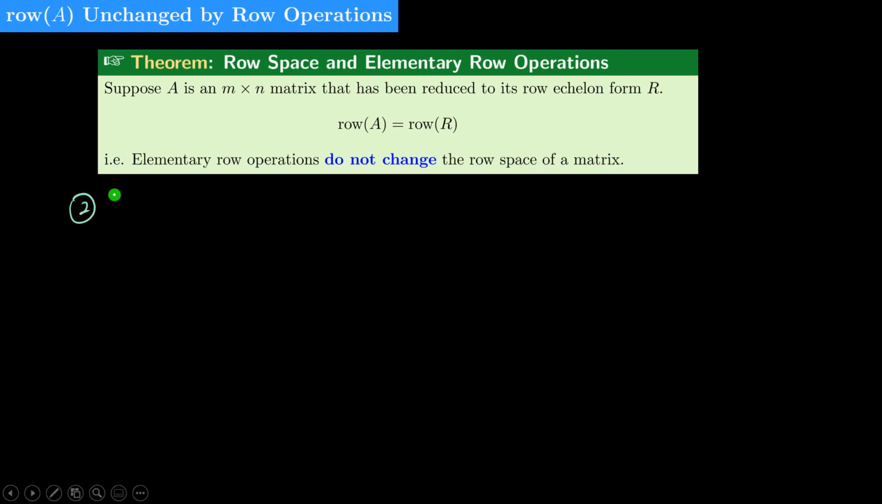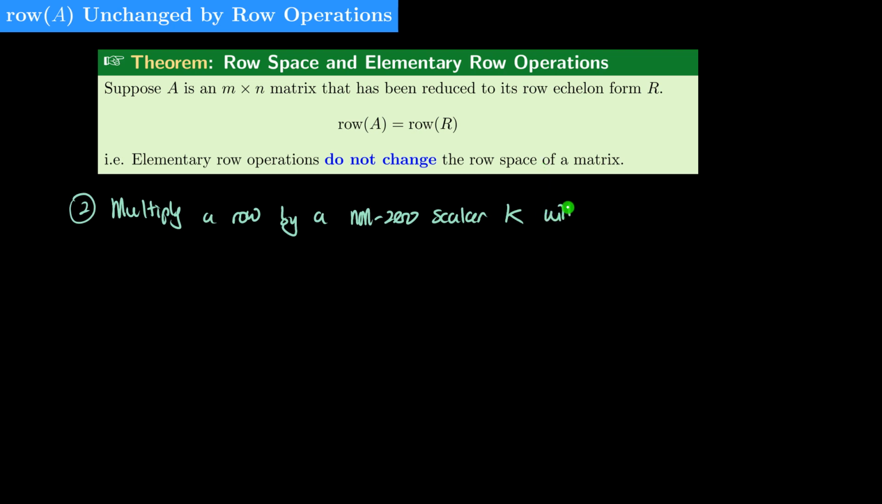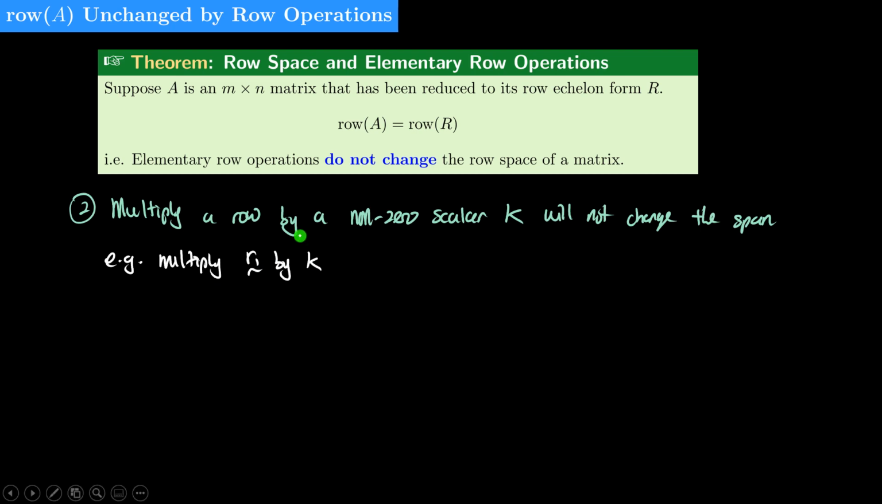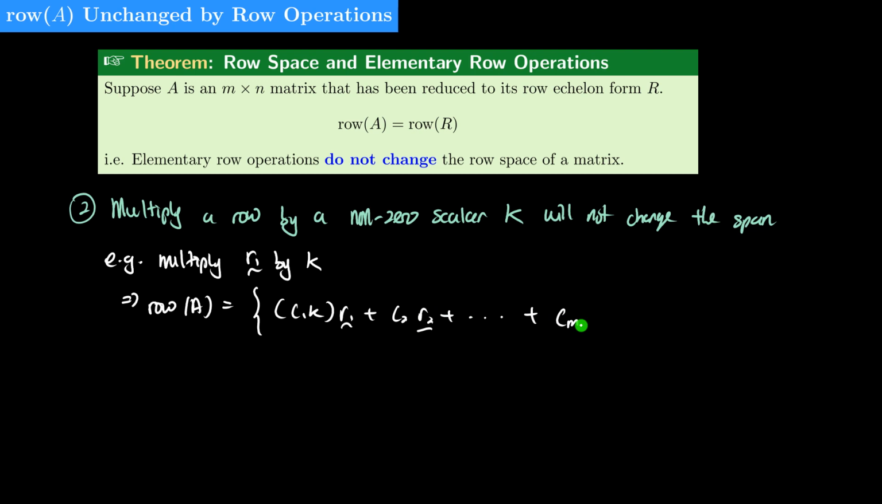Now let's talk about the second kind of elementary row operations. That is, if we were to multiply a certain row by a certain non-zero scalar, k, that will not change the span either. So for example, multiply row 1 by the scalar k. So in this case, the row space of A becomes C1k row 1 plus C2 row 2 plus all the way to CmRm, such that C1, C2, Cm are all real numbers.